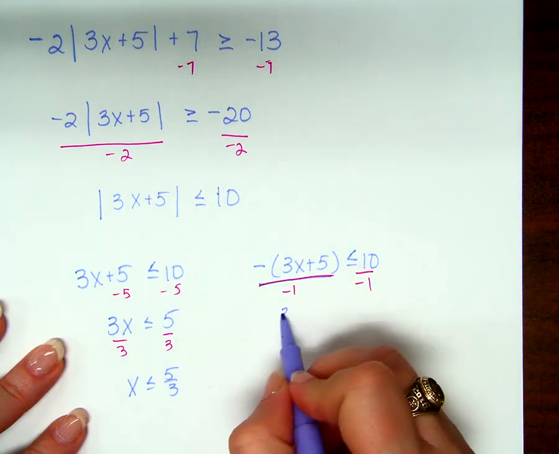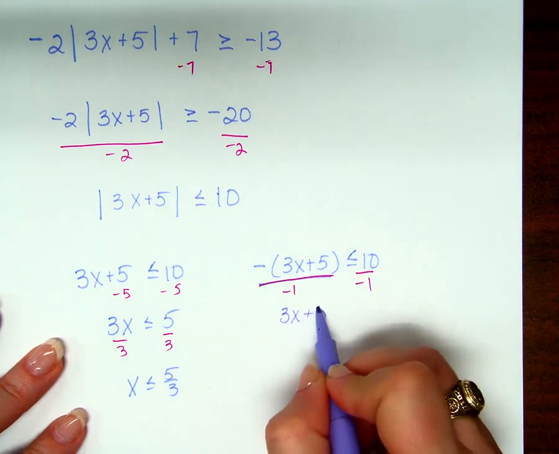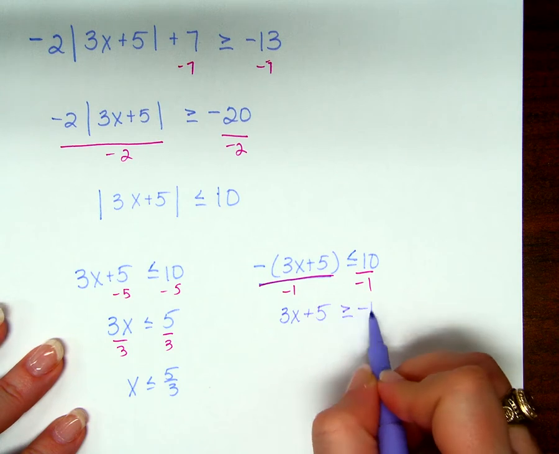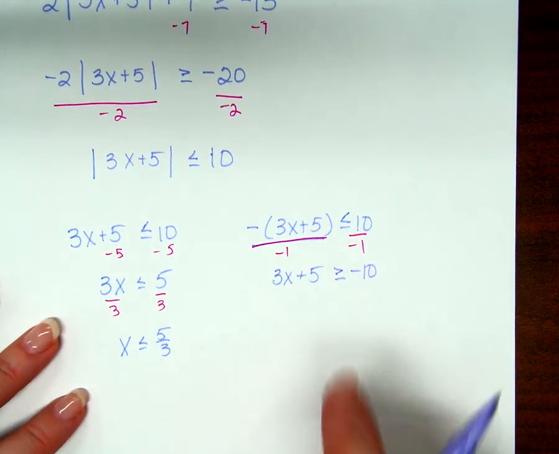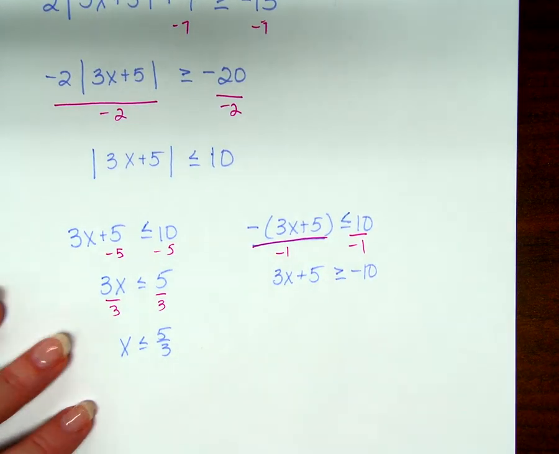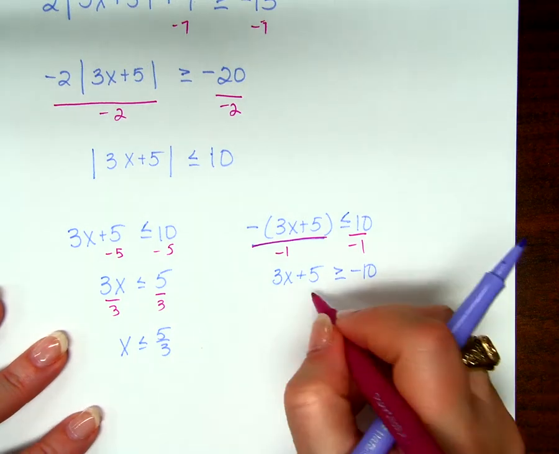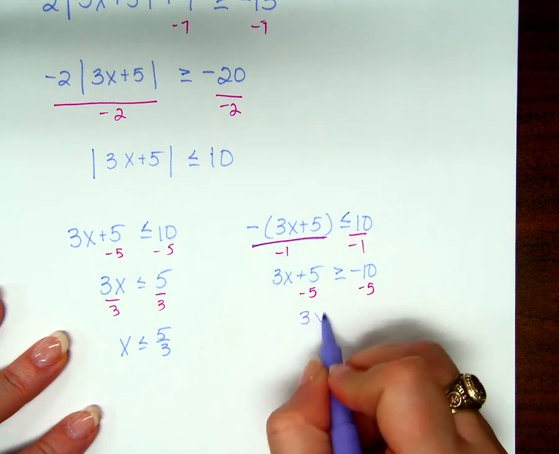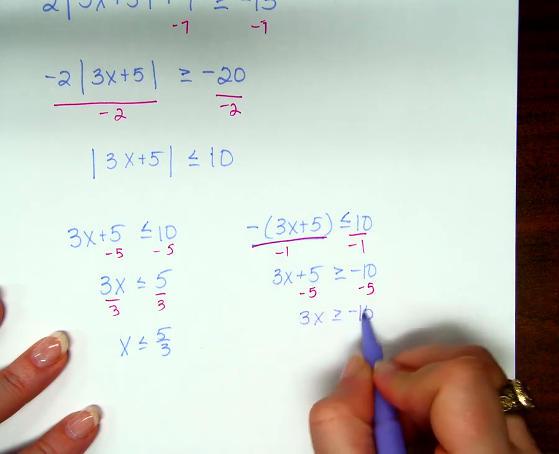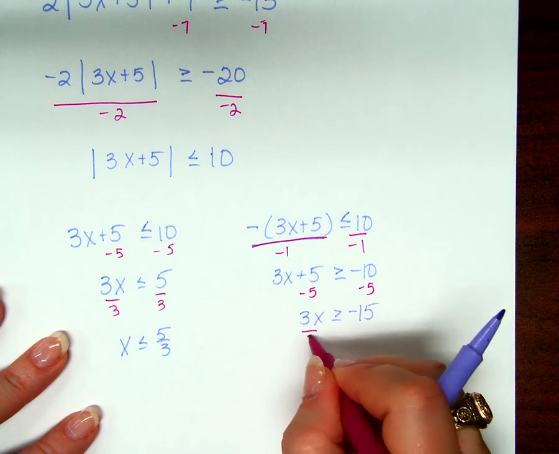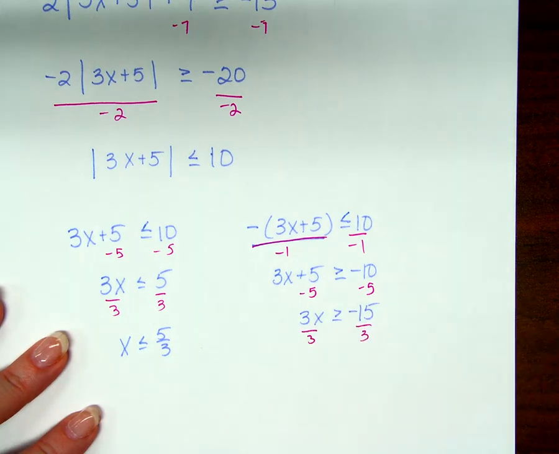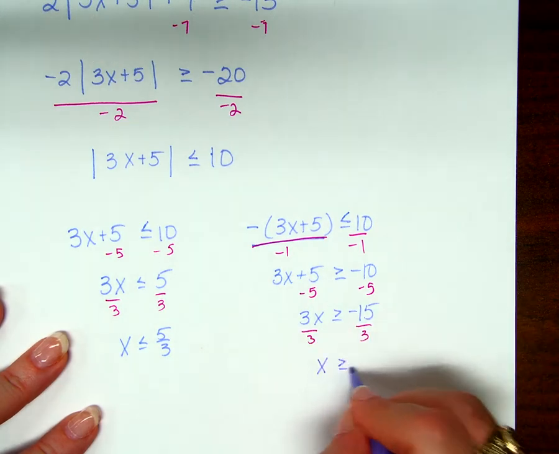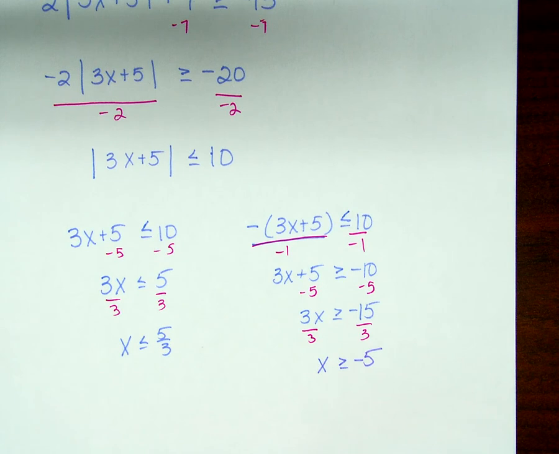And if I do that, I don't have to worry about flipping that inequality sign at all, because it's already taken care of with the rules I already know about flipping signs when I'm dividing or multiplying by a negative number. Okay? So from here I subtract 5, and I get 3x is greater than or equal to negative 15. And here I divide by 3, and I get x is greater than or equal to negative 5.